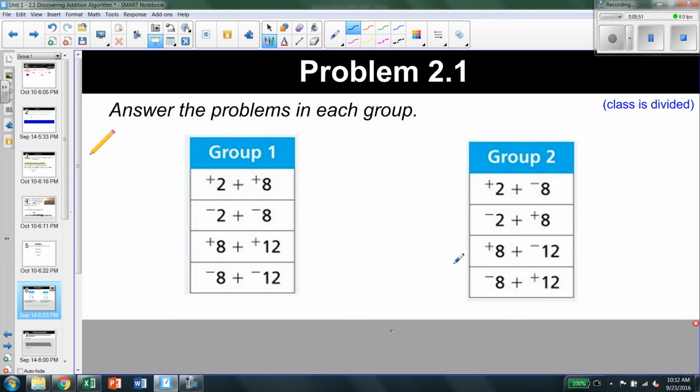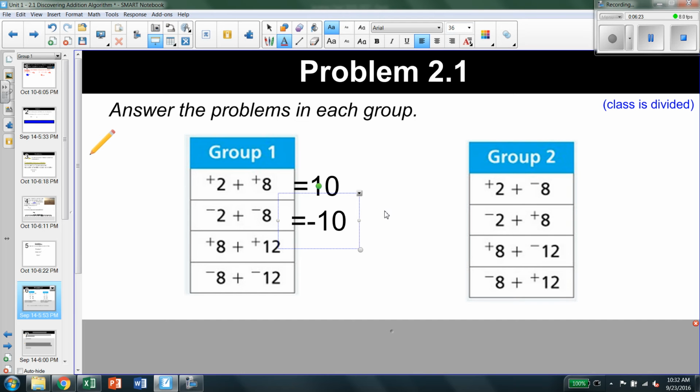So at this point, we divided everyone into 2 groups. Group 1 worked on these problems, Group 2 worked on these problems, and we got some answers. All right? Positive 2 plus positive 8. You guys have been doing that for years and years. You know that that's 10. If you used a number line, you started at negative 2, and you added negative 8, which really means move to the left on the number line, and you should have wound up at negative 10.